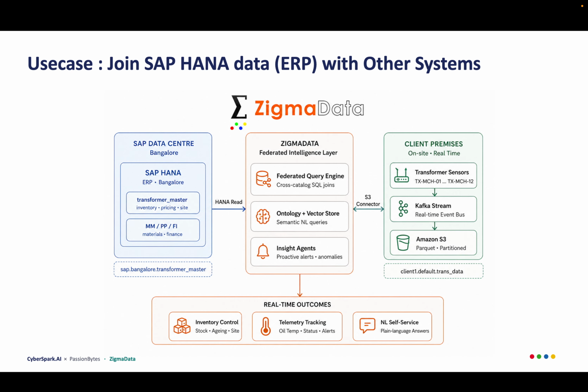As you are aware, SAP HANA is one of the prominent ERP systems. Most of the supply chain companies use it. And the problem is integration with other data sources and other data elements. So we are going to show you, using our flagship product ZigmaData, how you can use a SAP HANA implementation and connect it with other data sources.